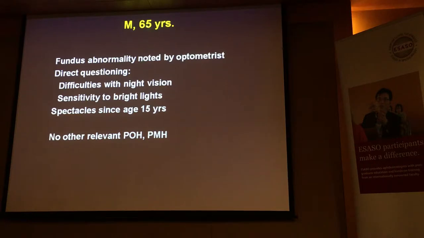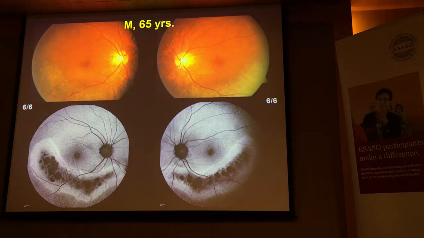So this is a patient who's 65 years of age, fundus abnormality noticed by an optometrist. He himself did not go there for symptoms, he went for a pair of glasses. He's got difficulty with night vision on direct questioning, sensitivity to bright lights, he's had glasses and social routine, no other history that's relevant. And he's got an area of obvious atrophy with some pigment deposition. He's got an area of hypoautofluorescence surrounded by an area of hyperautofluorescence.